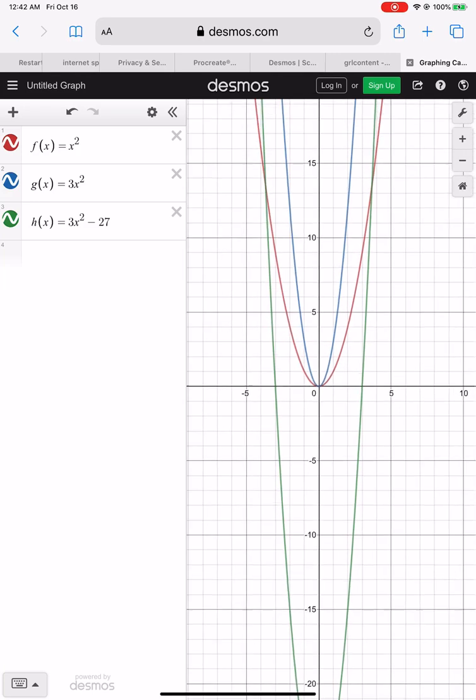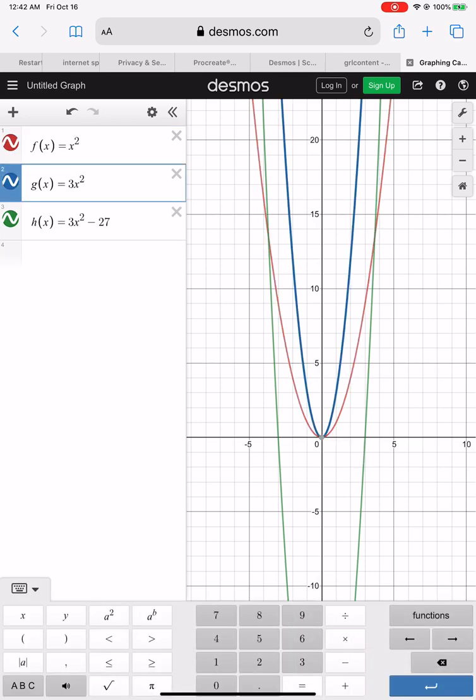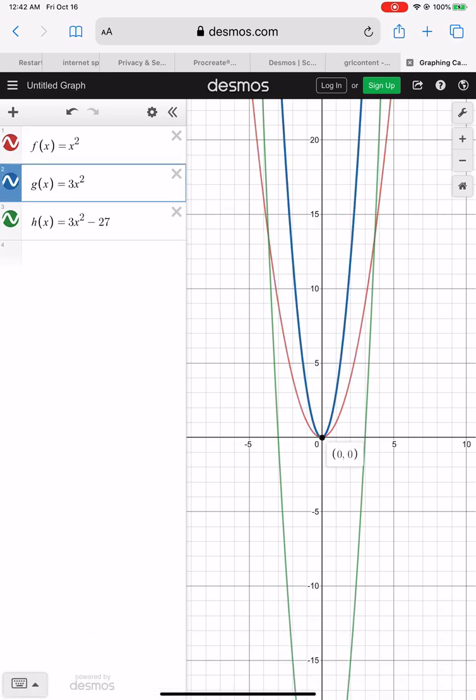Oh, I forgot about the roots. The root of the red function was 0, and the root of the g function, the blue function, is 0. But for the h function, 3x squared minus 27, there are two x-intercepts here. One is x equal to negative 3, and the other is x equal to positive 3. Okay, so those are the roots.